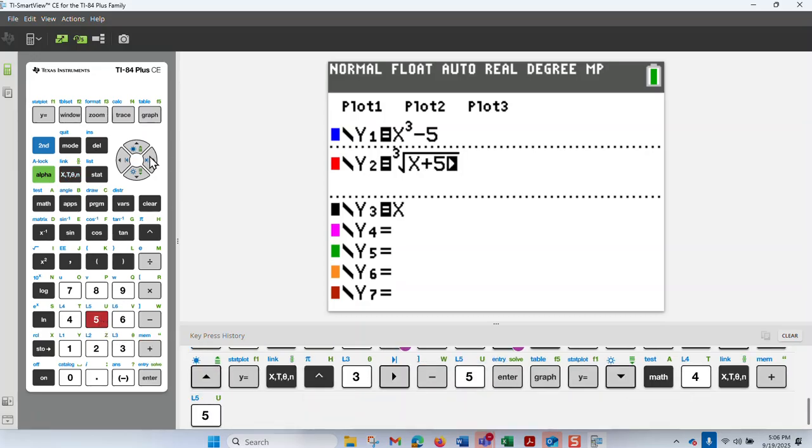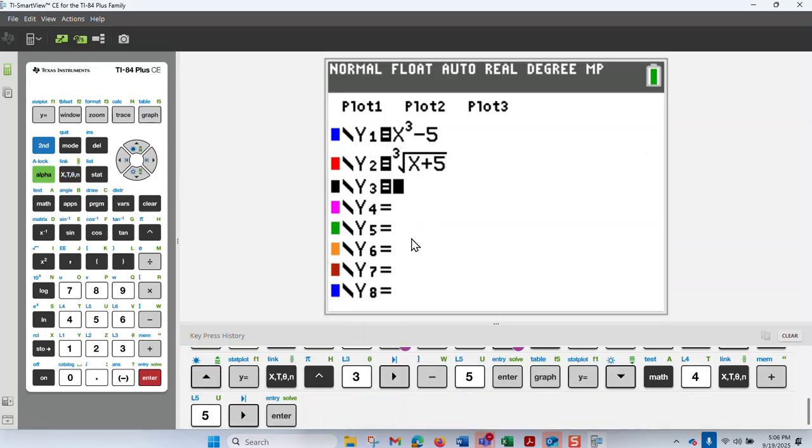All right, so this one is under the root, but this is an odd root. So an odd root's domain can basically be anything. For an even root, the expression under it has to be greater than or equal to 0, but this is a cube root, the index is 3. It's an odd root, so the domain can be all real numbers.